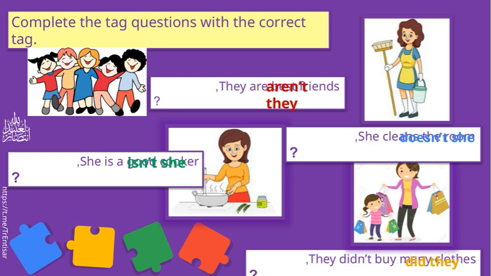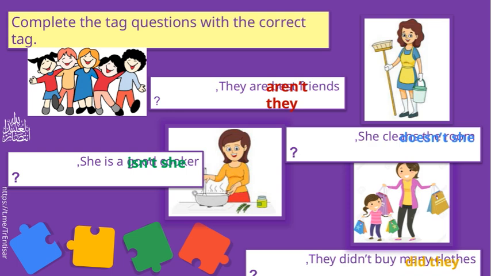Now, let's see how these fit into real sentences. We have they are best friends, and to turn this into a question, we add aren't they. So the full question is they are best friends, aren't they? Similarly, she cleans the room becomes she cleans the room, doesn't she? Note that for this sentence, the auxiliary does is used in the tag.